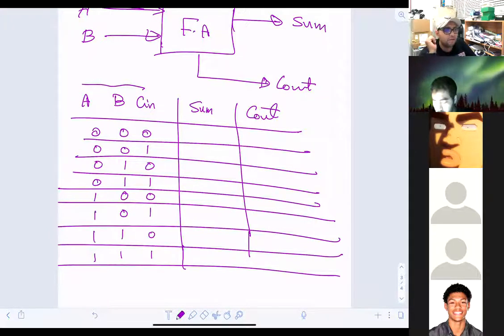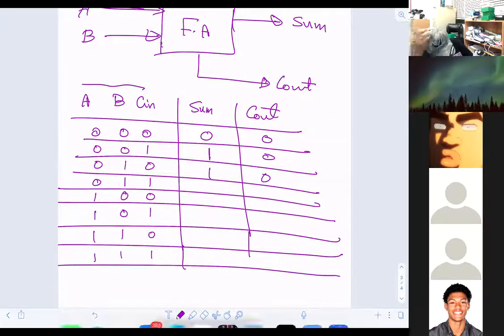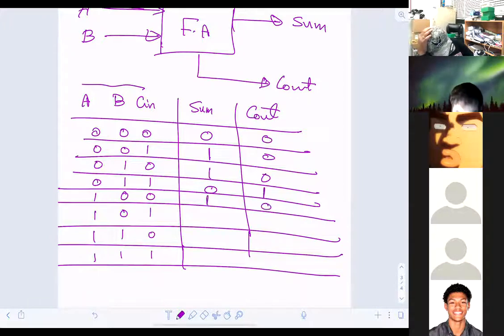So we're going to do it per state. So here we're going to be 0, 0. Here we're going to be 1, 0. Here we're going to be 1, 0. Here we're going to be 1 plus 1, what is that? 0, and you have a carry out. Here is 1, 0. Here we're going to be what? This state, 0, and then carry out is 1.